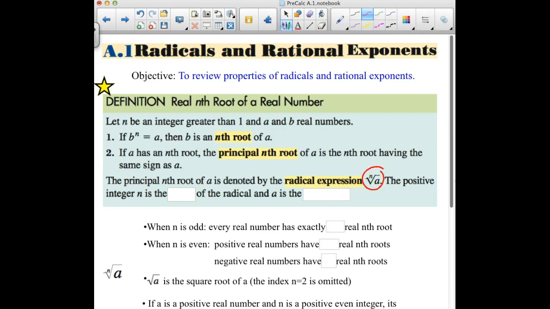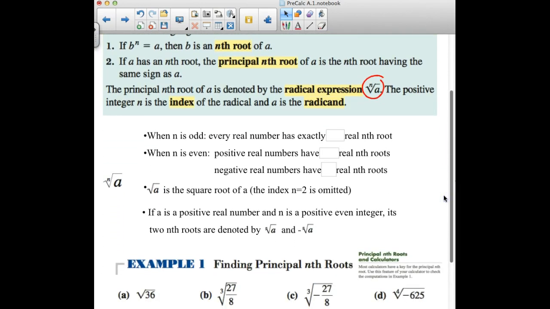The positive integer n is called the index of the radical, and the number under that radical symbol is called the radicand. Now, a couple things to keep in mind. When you first learned about square roots, you learned that you couldn't square root a negative. Then you learned how to deal with that with imaginary numbers. But in this course, we're strictly looking at real numbers. So, first thing, if n is an odd number, if that index is odd, then you have exactly one real root. The issue is when it is even. When n is even, positive real numbers will have two real roots. Negative real numbers will have no real nth roots.